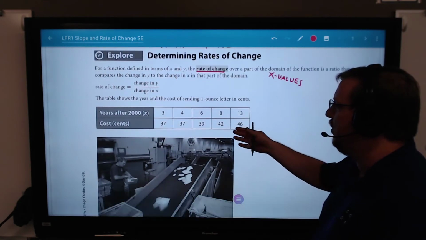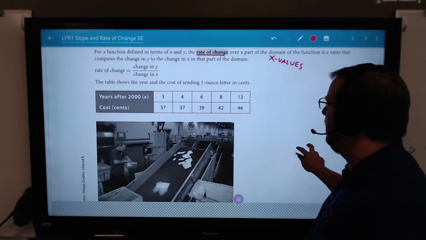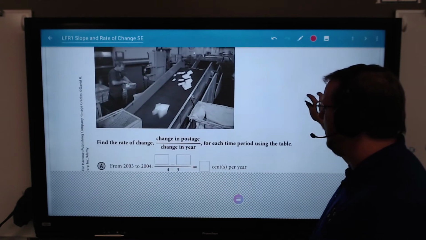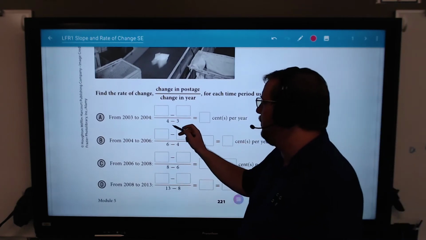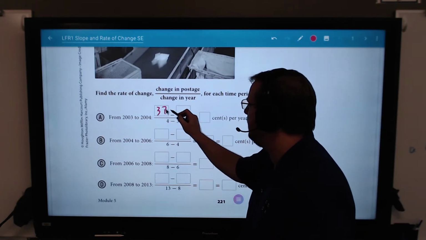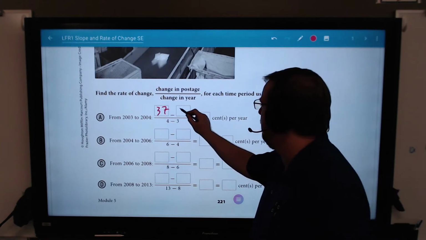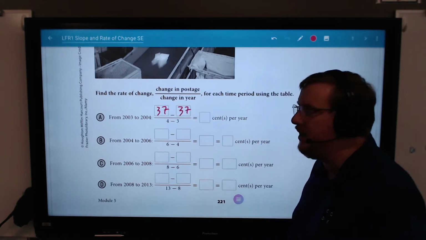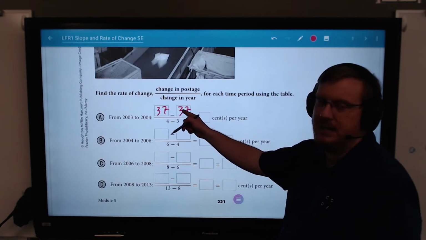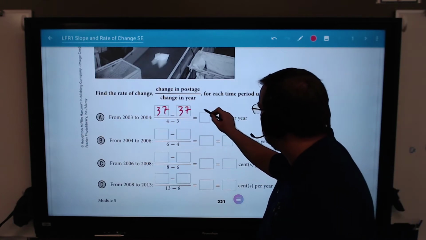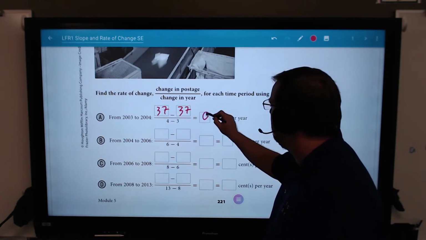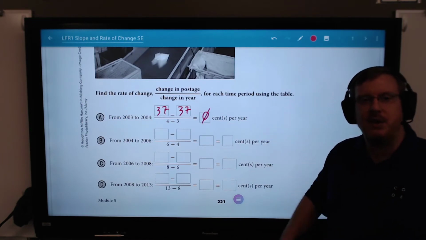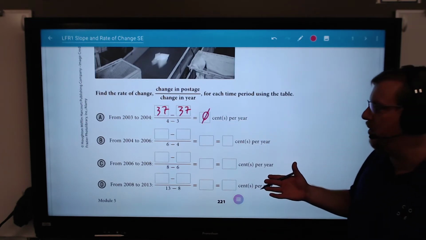So we got this table. It shows the year and the cost of sending 1 ounce letters in cents. Let's look at the changes here from 2003 to 2004. So in 2004, it was 37 cents. And in 2003, it was 37 cents. So if I change that, the top 37 minus 37 is 0. And 0 divided by 1 is just 0 cents per year. There was no change between those two time periods, right?